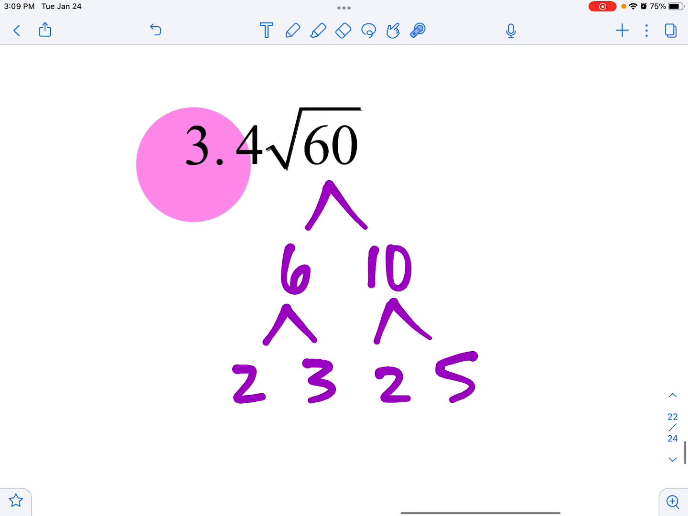I'm seeing a lot of people that think 10 is 5 times 5. Just be careful that you're actually breaking it down to two numbers that multiply to this number. 5 times 5 is 25. Be careful. Hey, I see a group of 2.